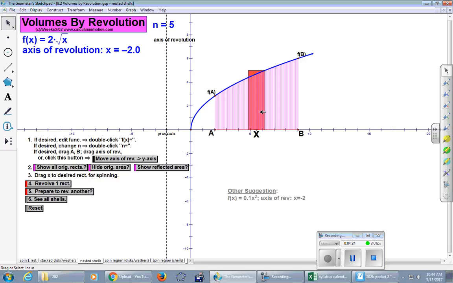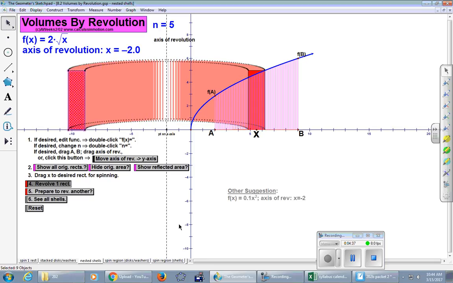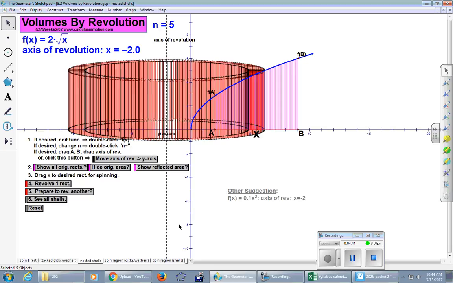You could call that shape a washer, but that's not really a great name for it. We're going to call that thing a cylindrical shell. I'll actually spin the thing right here so we can get a good look at it. So behind the board, and then in front of the board, and then back, okay? Cylindrical shell. It's a cylinder with another cylinder cut out of it.